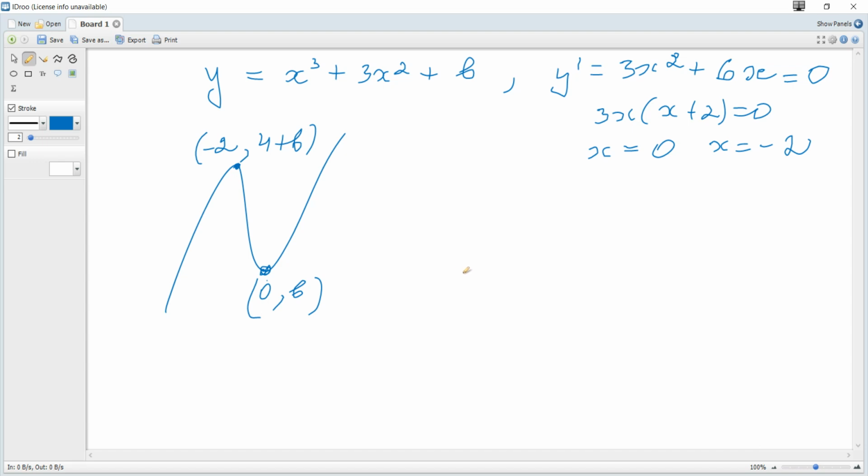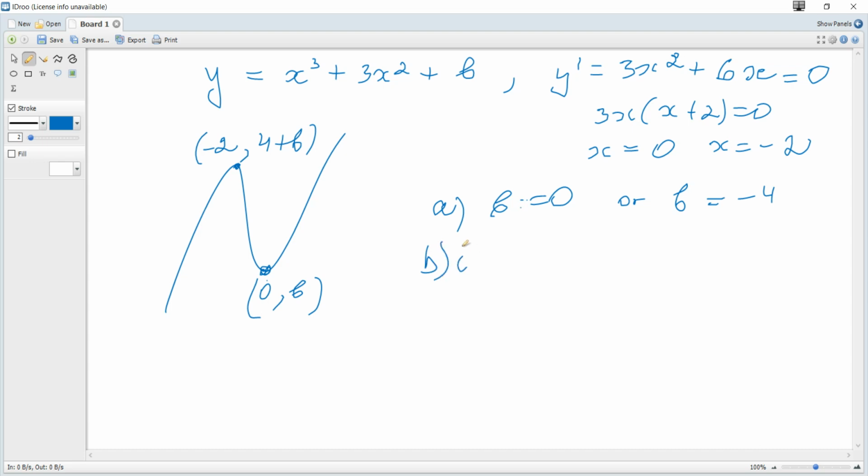And for question A, we need exactly 2. Exactly 2 is when the x-axis passes through this point. And what does it mean? The x-axis is where y is 0, so the y coordinate of this point must be 0, and the y coordinate is b, so b should be 0. Or when the x-axis passes through this point, and it's when the y coordinate of this point is also 0. So to get exactly 2 roots or x-axis intercepts, we need b to be 0 or b to be negative 4.